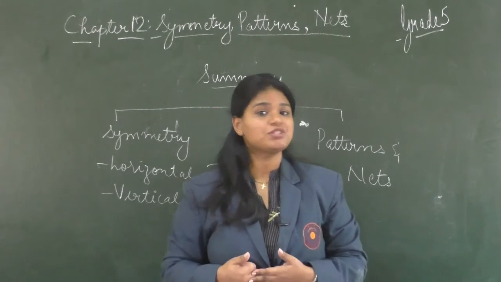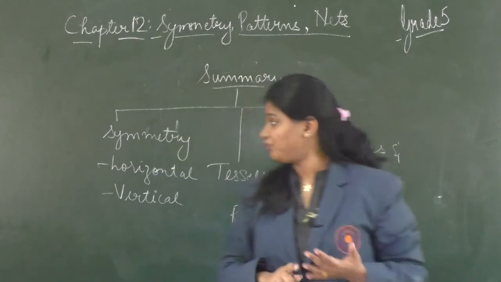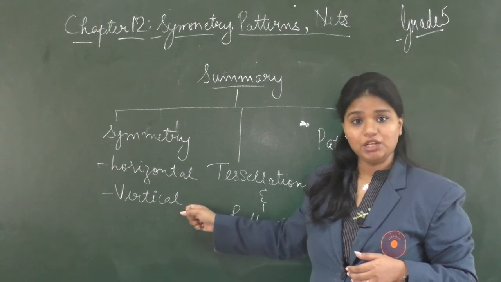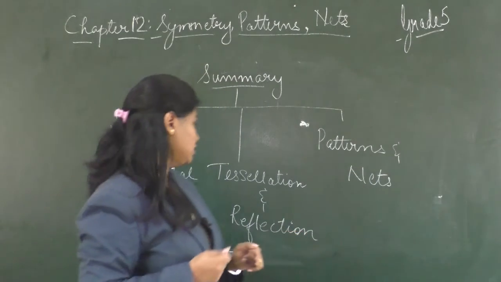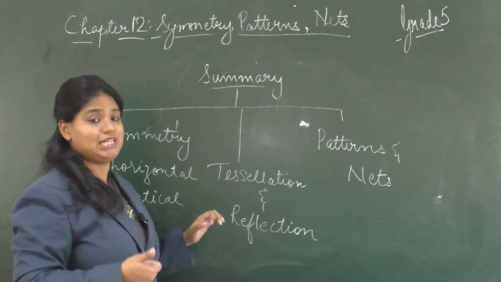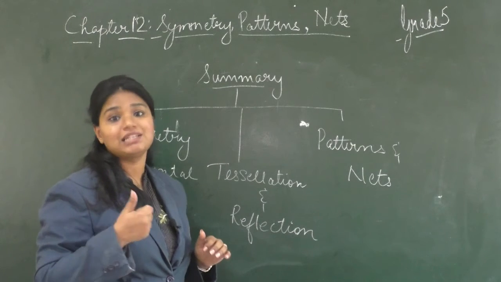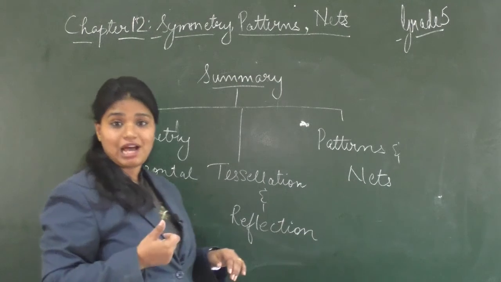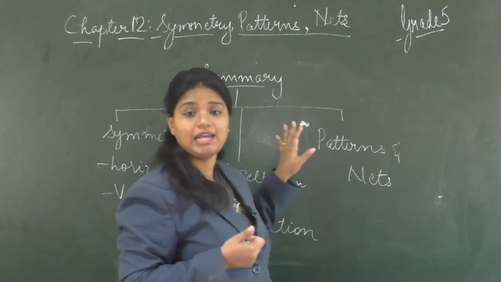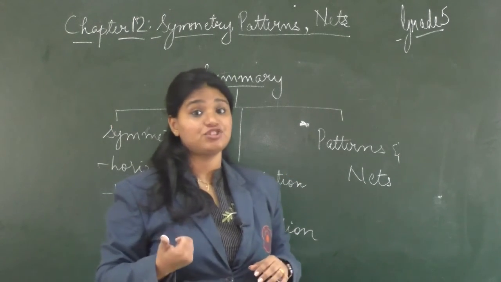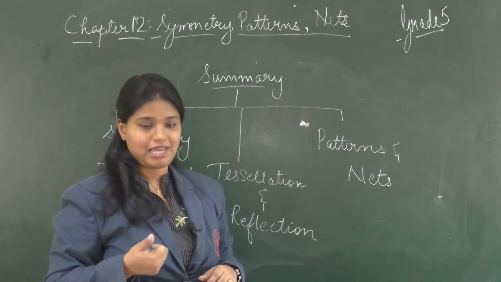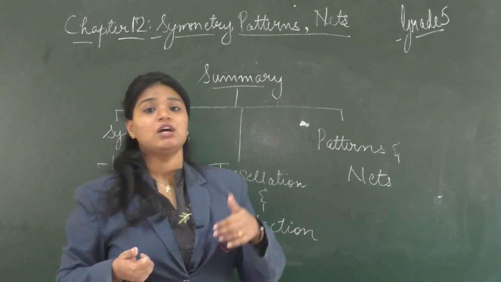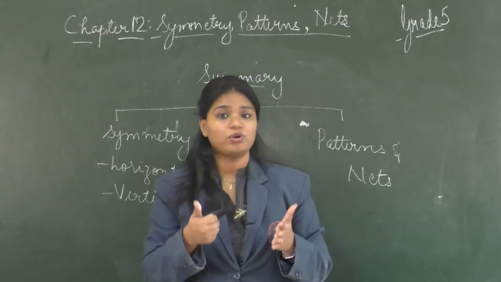So students, in today's video we learned about symmetry and two types of symmetry, that are horizontal symmetry and vertical symmetry. Next we learned about tessellation, and for tessellation we used the example of tiles on the floor. We also learned about reflection. Last we learned about patterns, and under that we learned about patterns in nature and patterns in numbers. Last we learned about nets, and under nets we learned that when a 2D shape is folded it forms a 3D shape.